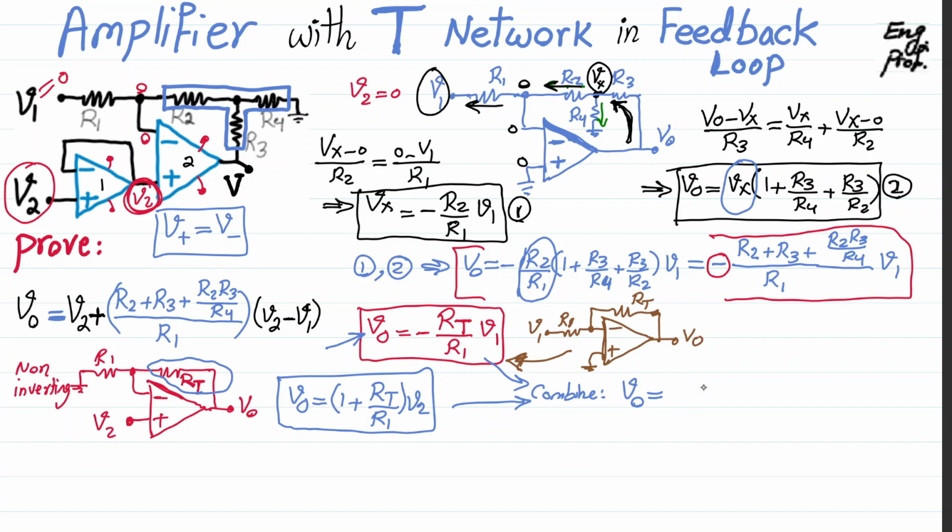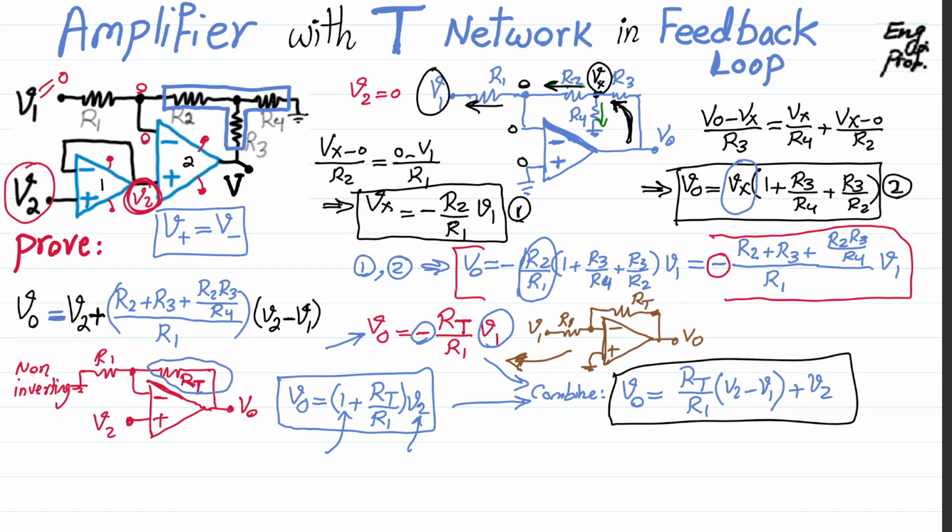Let me write it in a better way, and take care of another parameter that remains: RT over R1 times (V2 minus V1). One last thing remaining is that I didn't take care of this 1 times V2, so I need to put it here as well. That's it. We proved it. That's exactly the outcome that I was trying to get to.